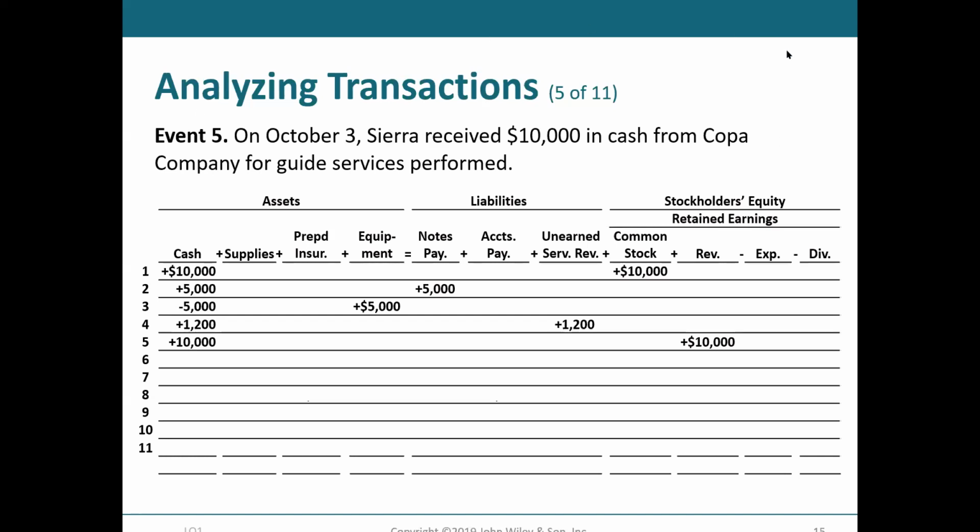Number 5. Let me fix something here. There we go. That's better. Okay, number 5. They received 10,000 in cash for services performed. Cash goes up. So does revenue. Cash and revenue both went up.